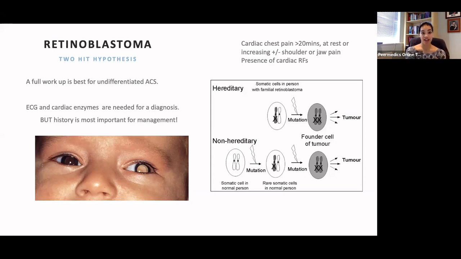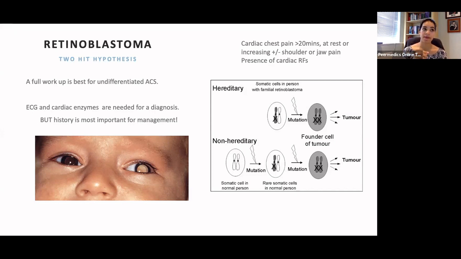If you have a hereditary type, which is autosomal dominant, you inherit your affected allele, and that means that the increased risk of cancer will be expressed in your body. But then you only need to get one more mutation to develop the cancer. Whereas if it's non-hereditary, you need to get two mutations, and they're quite rare mutations.